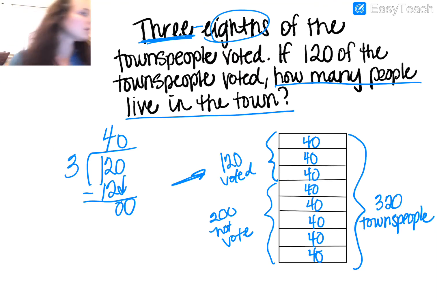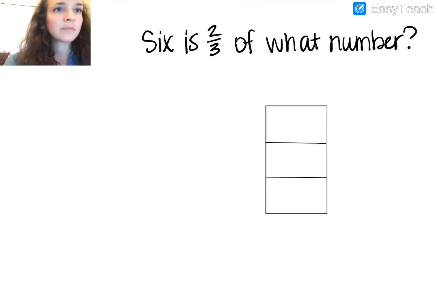Okay. Let's see, we've got one more. So let's look at this last example. You guys are doing great. Okay, last one. 6 is 2/3 of what number? Okay, so they're really making it simple for us now, not giving us any more fluff. They're just saying 6, the actual, is 2/3.